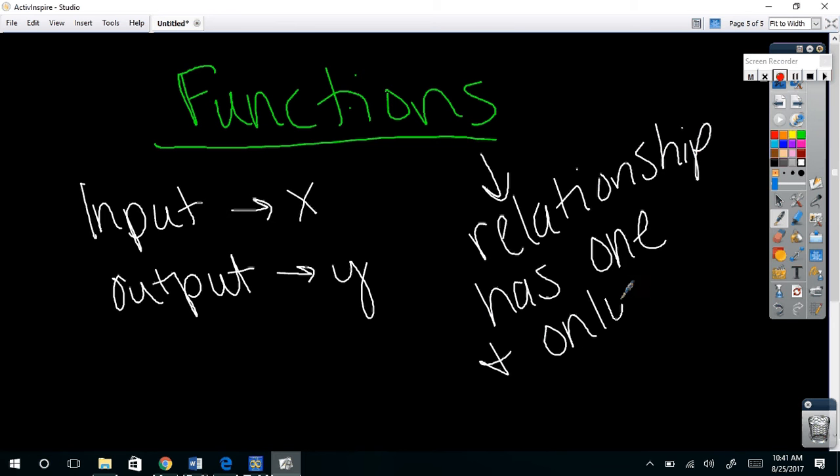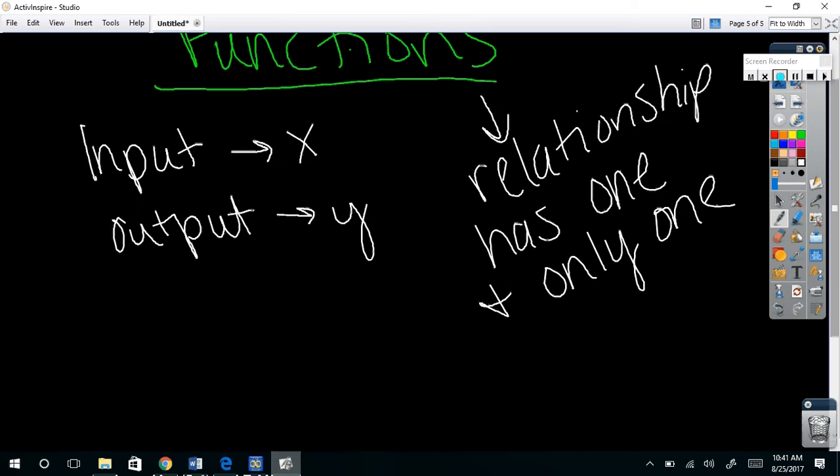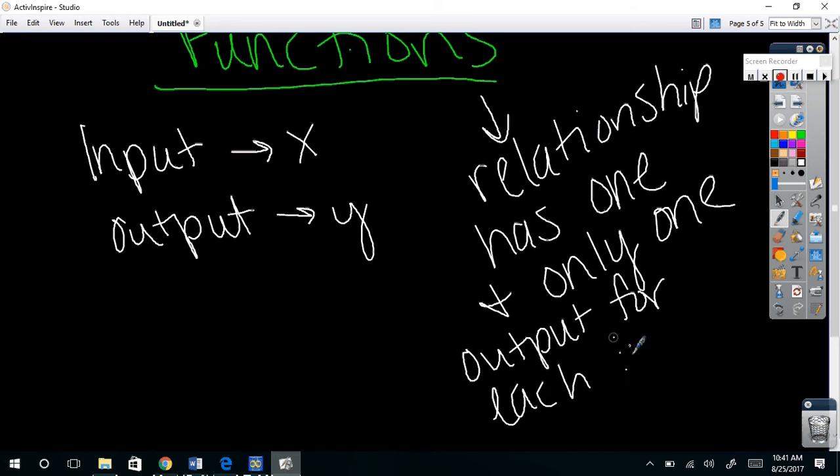graphically, we can look at it algebraically from an equation, but a function is defined as a relationship that has one and only one. And if I say one and only one, that's very, very important, right? Say it again, Darian. Output for what? For each input. So I can't get two different y's for the same x value. Does that make sense to you?